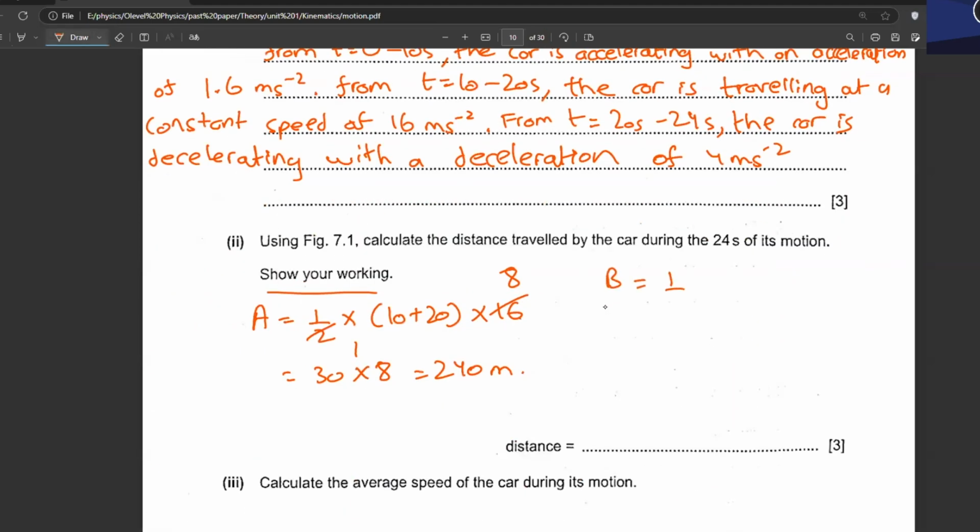The 1 upon 2 into base, that is 4, height is 16. 1 upon 2 into 4 into 16, this becomes 32. Add them two up. A plus B is your total distance. 272 meters is your total distance.